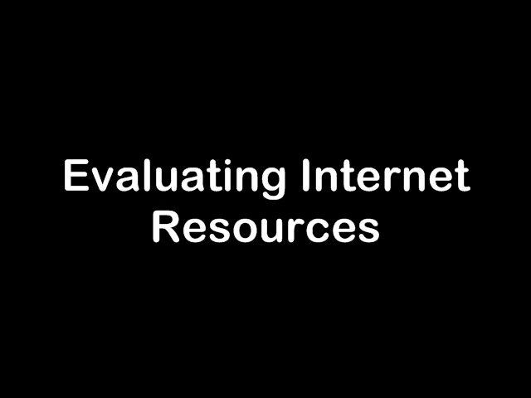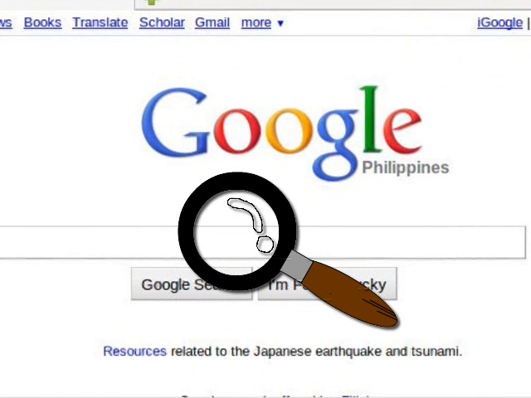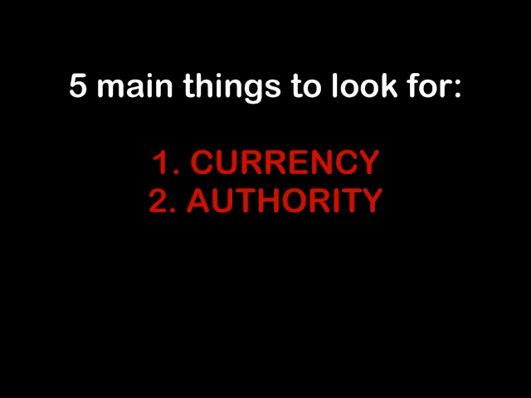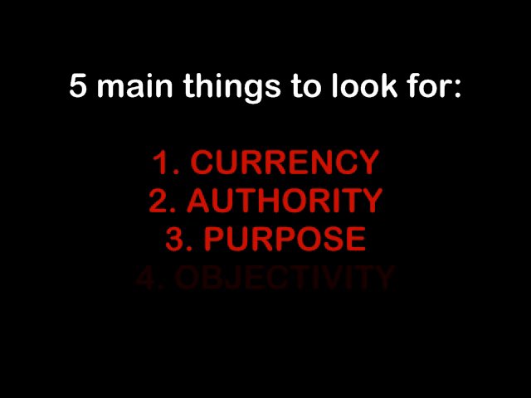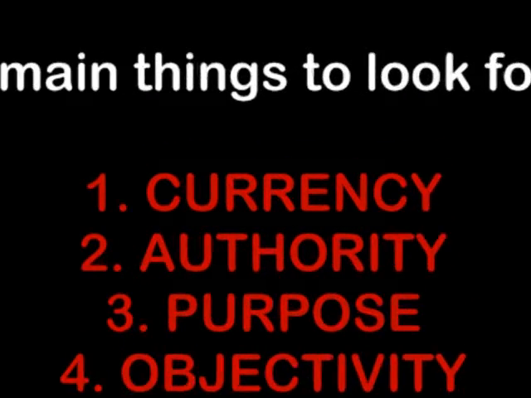Evaluating internet resources. You find yourself wondering what makes a website good for a research paper. Well, when you visit a website, there are 5 main things to look for. These things are currency, authority, purpose, objectivity, and the writing style. Let's look at each of these individually.